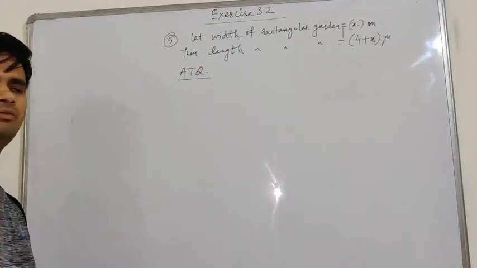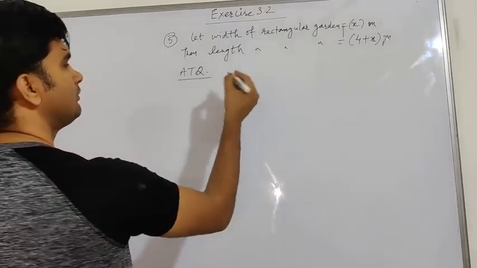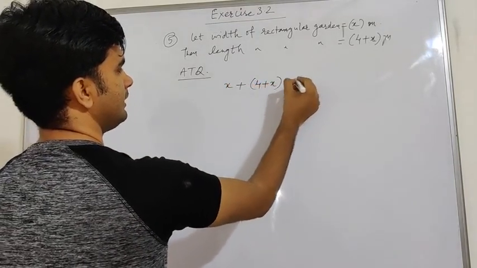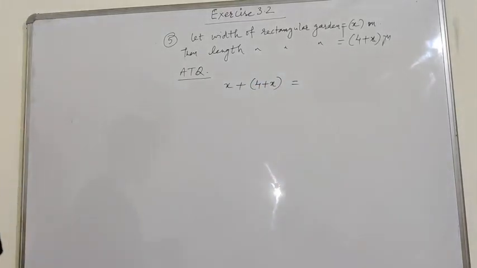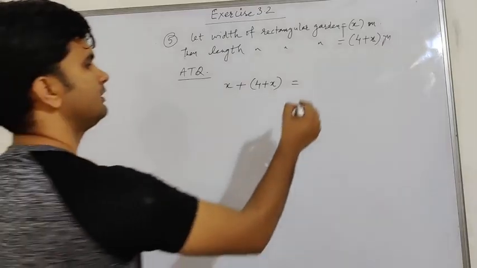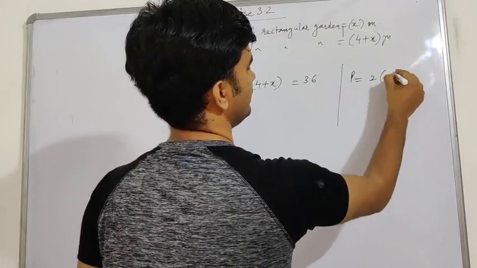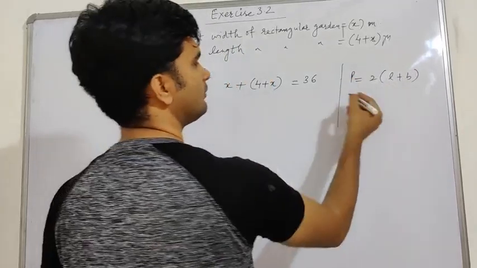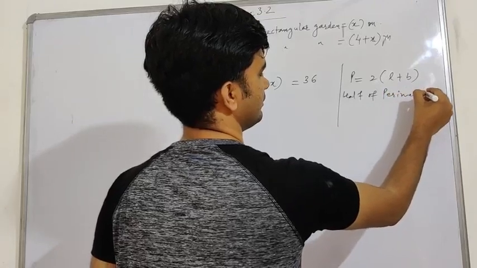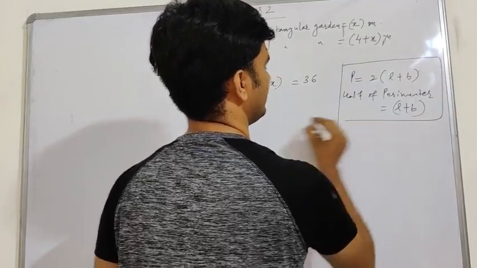You know, perimeter of rectangle is 2 into L plus B, and half of the perimeter of rectangle should be length plus breadth, right? And it is given, it is equal to 36 meter. See, perimeter is equal to 2 into L plus B. So half of the perimeter is equal to L plus B, right?